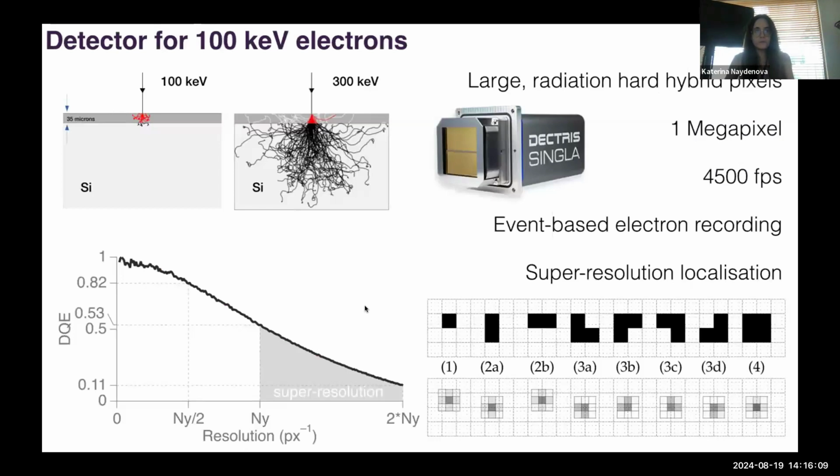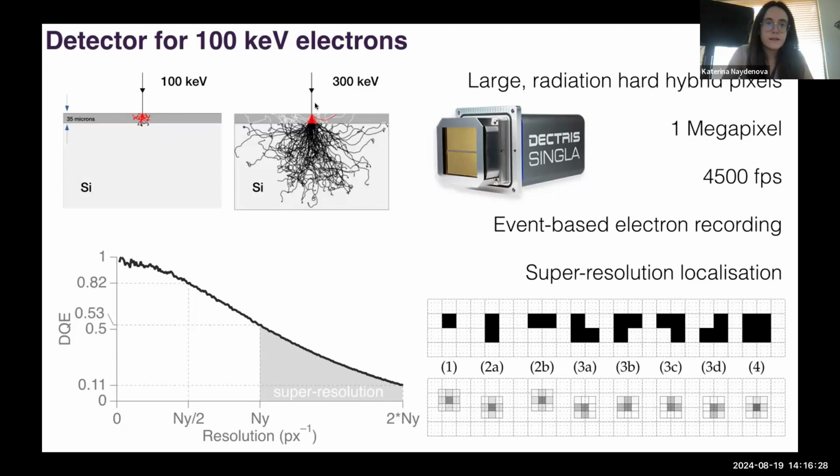And now moving on to detectors. Detecting 100 keV and 300 keV electrons is also very, very different. This can be illustrated if we look at the tracks of such an electron when it scatters in the material of our detector, which in most cases is just silicon.